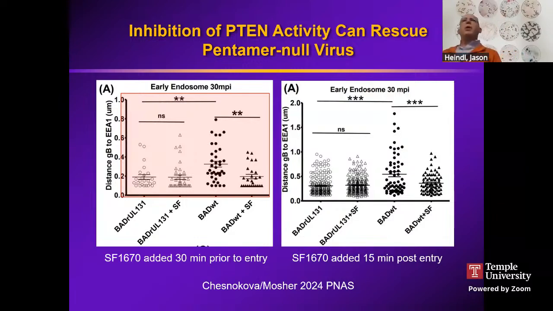So we took a pentamer null virus. It's not clinically relevant, at least in the context that it's mutated. And we can almost make it look like a wild type virus by changing one protein, meaning how important is the pentamer to signal to get trafficking correctly where it needs to go.